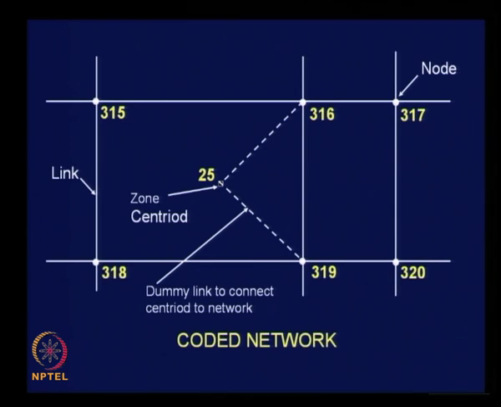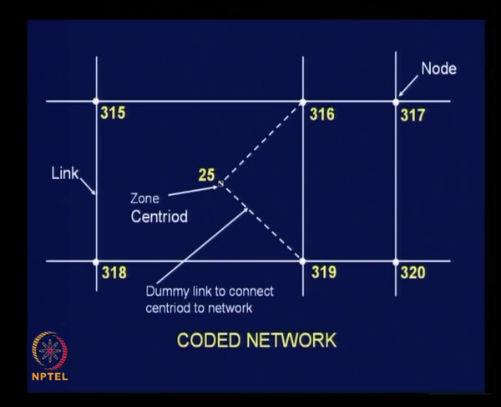And this implies that we need to consider these dotted lines as real links with all link attributes for the purpose of route assignment, because we are going to assume that all the trips of this zone are emanating from that point, from 25. They have to move through the dotted lines and get connected to the main network. In the reverse direction, they have to come from the main network through the dotted line into the traffic zone.